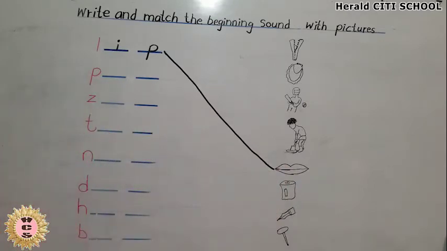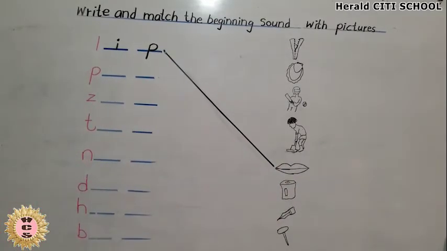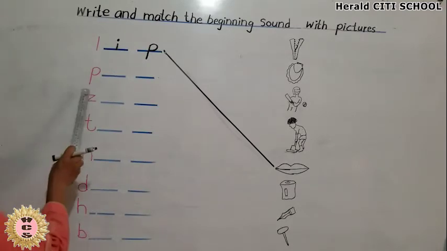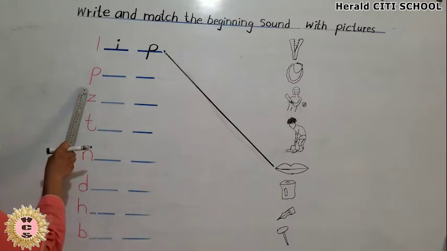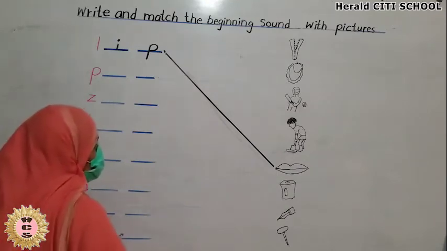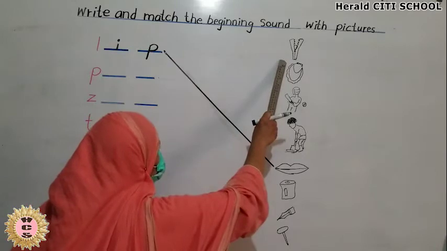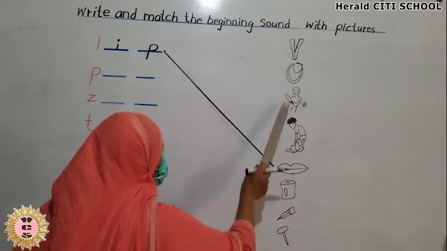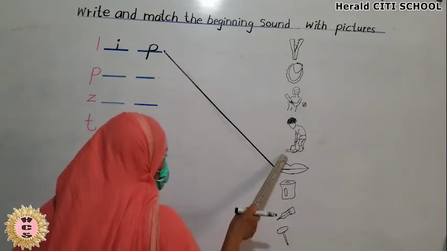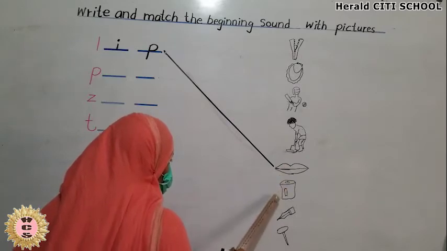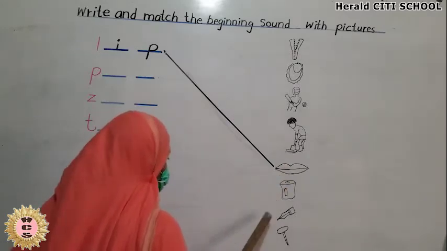Now children, what is the next letter? The next sound is P. P. And which picture is giving the sound of P? This is zip, bib, hit, dig, lip, pin, nib.